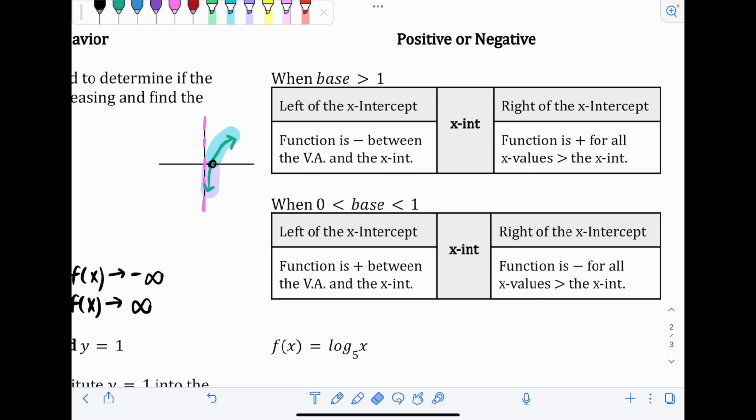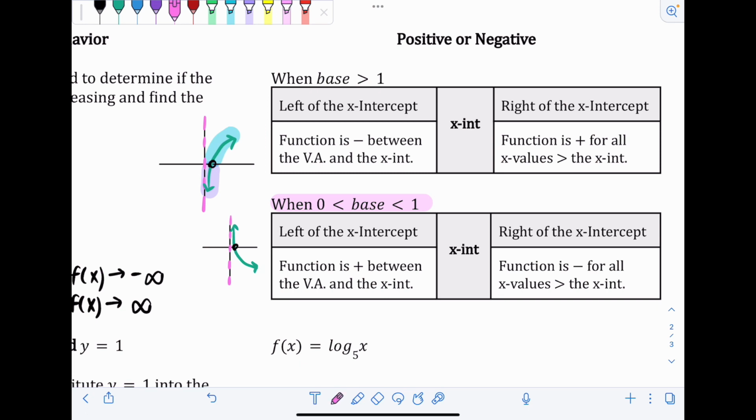Okay, it switches when you have a base that's between 0 and 1, like it says right here. So I'm going to draw a quick sketch of this as well so we could see it. If I have a base that's between 0 and 1, let's say I'm going to keep the asymptote in the same spot. That would mean that the function is decreasing, so it would be going down and to the right. I don't really need to know exactly where my x-intercept is. This is all in relation to the specific x-intercept of that problem.